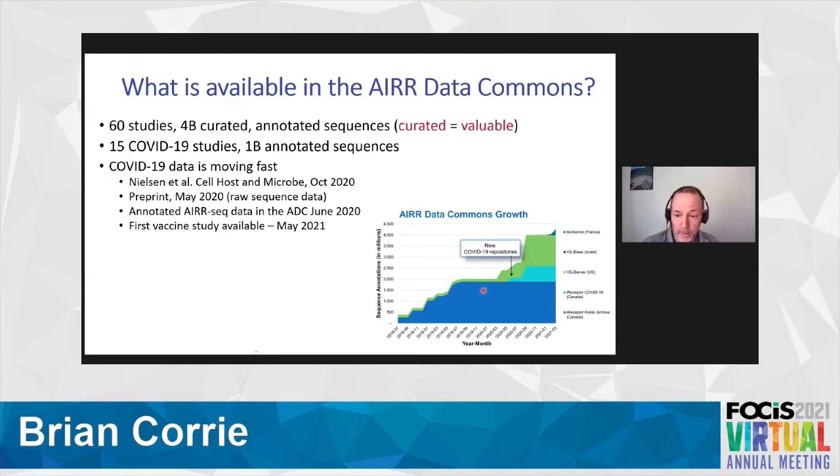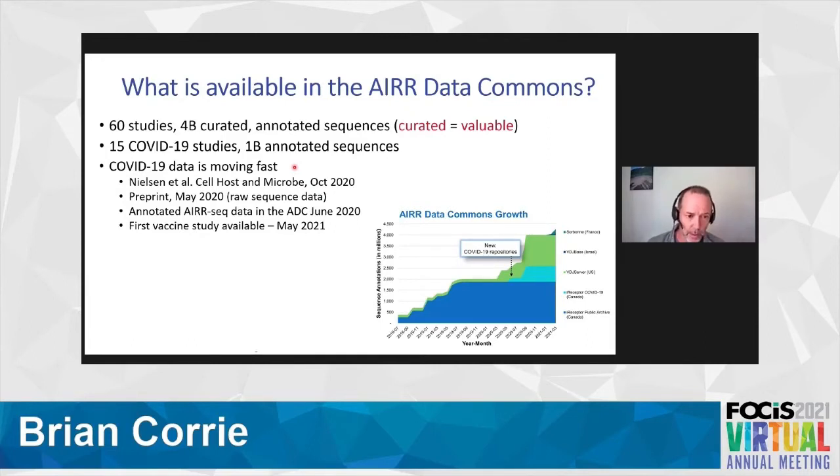They're definitely highly curated with a lot of added value. The AIRR Data Commons has been growing quite rapidly. You can see in the graph here, it goes from mid 2017 to 2021, basically the last couple of months. One of the things I'd like to point out is that over the last year or so, there's been an enormous amount of activity around COVID-19 and COVID-19 data. Currently we have 15 COVID-19 studies available in the AIRR Data Commons with over 1 billion annotated sequences. And this data is moving really, really fast.